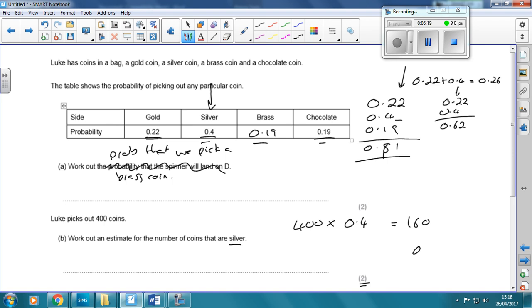If you don't, you need to know that 0.4 or 0.40 is the same as 40%. So 10% of 400 equals 40. 20% of 400 equals 80. 40% equals 160, which gives us the same answer. Like I said, I don't mind if you use a calculator or not with this. It's all about the understanding that we're looking for.